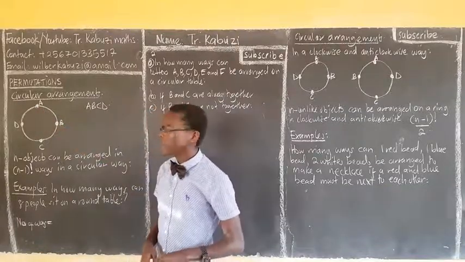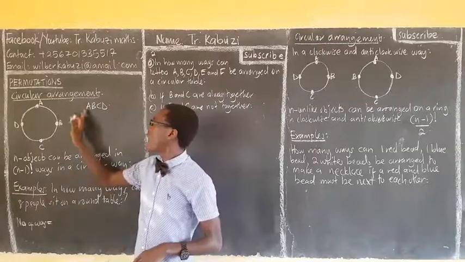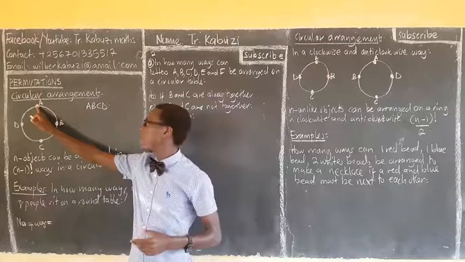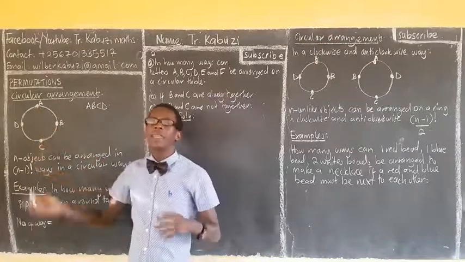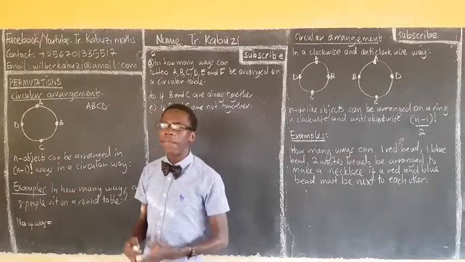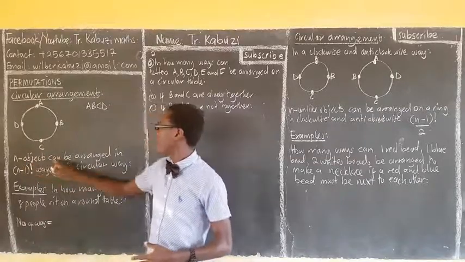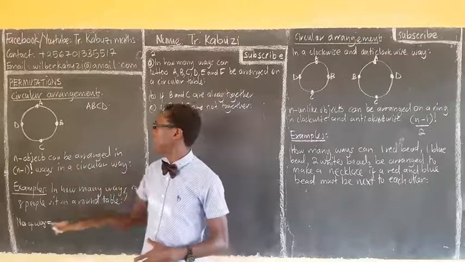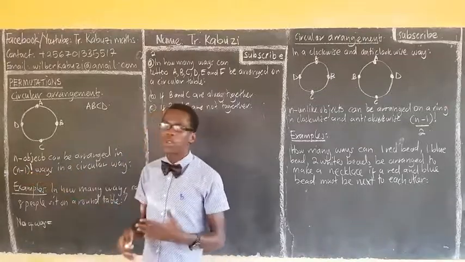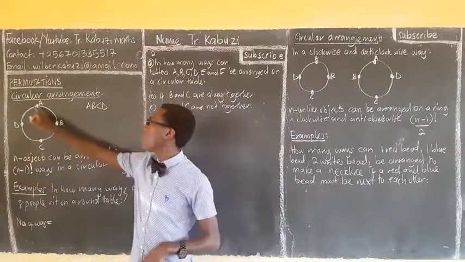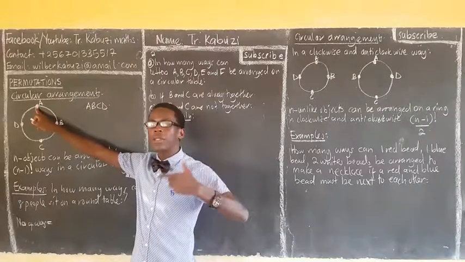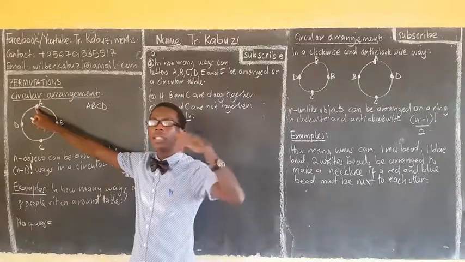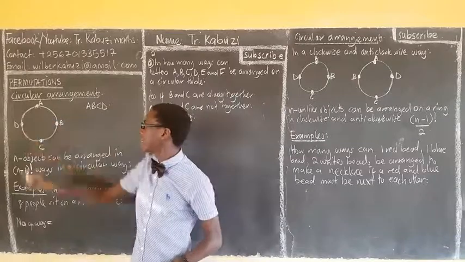So you note that if I have 4, I'll arrange the remaining 3 in 3 factorial ways. Meaning, when I have n objects, they can always be arranged in n minus 1 factorial ways. Why are we reducing 1? Because one of those objects is what we use as a reference point to arrange the others.